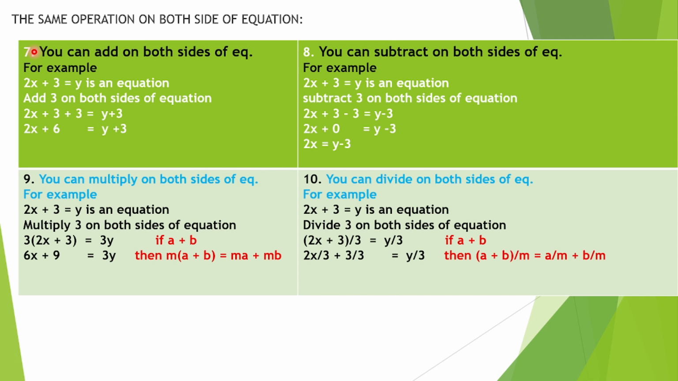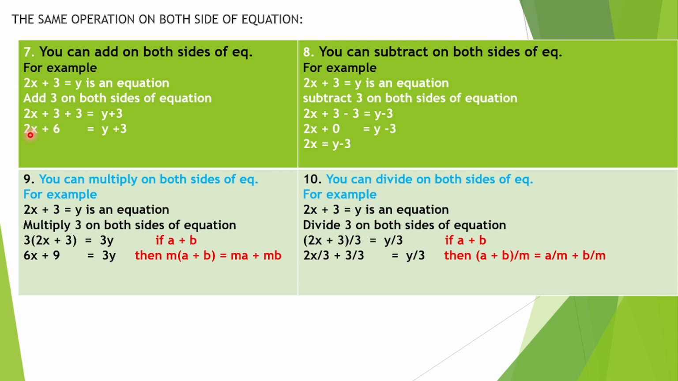The first point of today's topic is that you can add on both sides of an equation. For example, 2x plus 3 is equal to y is an equation. So add 3 on both sides of the equation. Let's say we want to add 3 to this equation, so we will add 3 on both sides. 2x plus 3, we added this 3, is equal to y plus 3. So we added this 3 and this 3 on both sides of the equation.